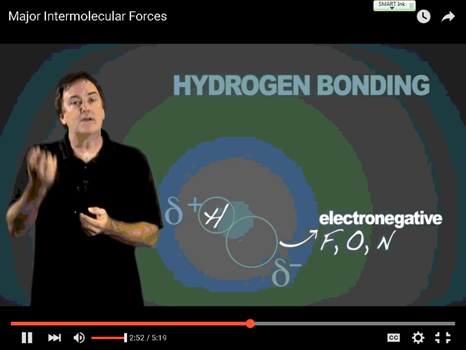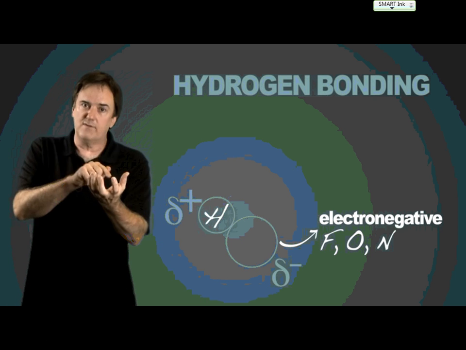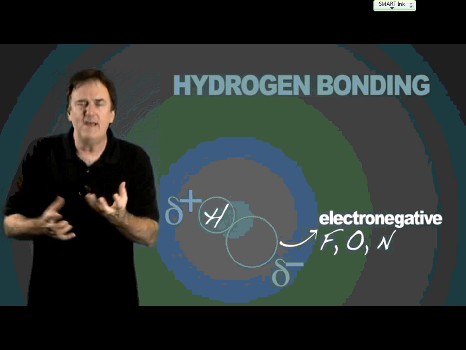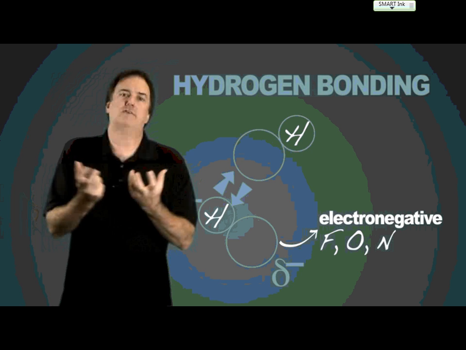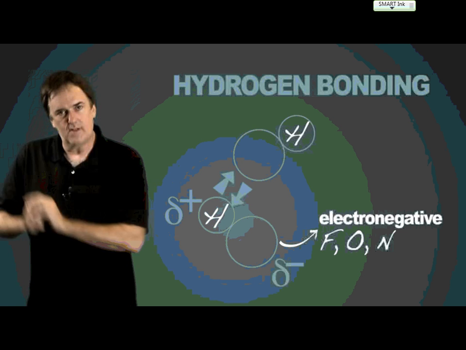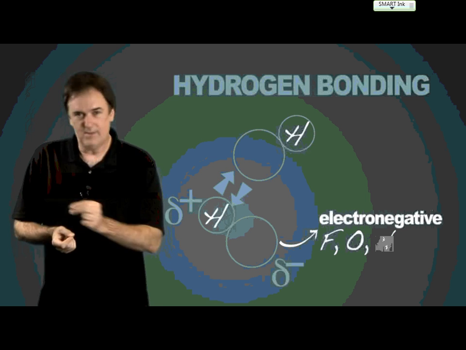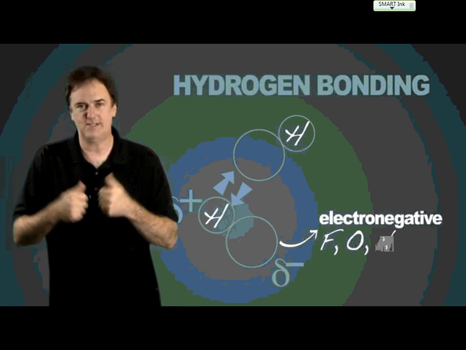It becomes so partial positive, and the oxygen or nitrogen or fluorine becomes so partial negative that you get an even higher amount of attraction. So we go ahead and classify that in its own class. We call it hydrogen bonding, but it's really just dipole-dipole interaction, just up a notch.